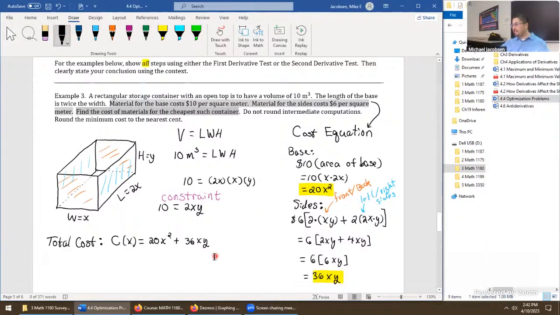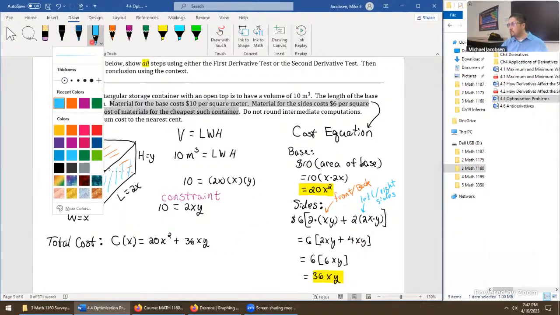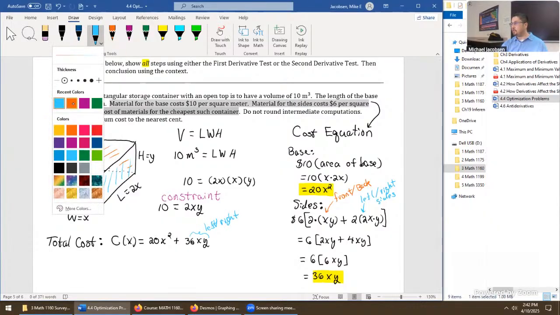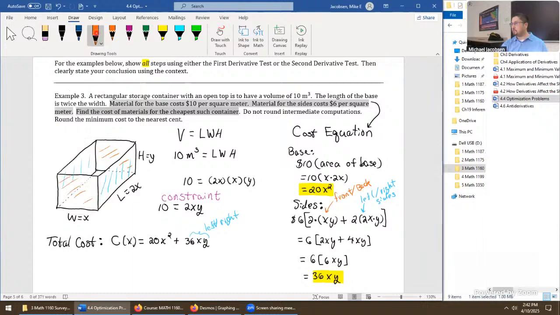And now we're starting to get there. Let's just add a little bit of a reminder where these came from. Left, right sides is that term, and front back is this term.